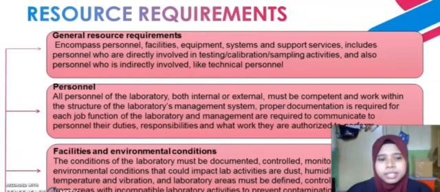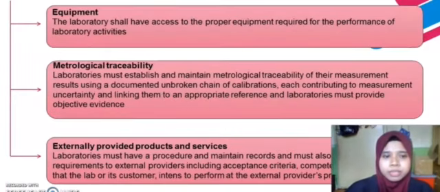And next is facilities and environmental condition. The condition of the laboratory must be documented, controlled, monitored, and recorded. Next is equipment. The laboratory shall have access to the proper equipment required for the performance of laboratory activities. Next is metrological traceability. The laboratory must establish and maintain metrological traceability of their measurement results using documented unbroken chains of calibration. Externally provided products and service.